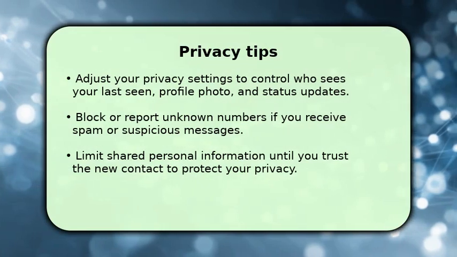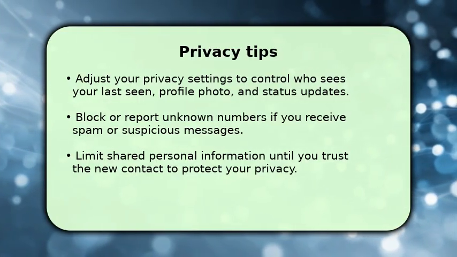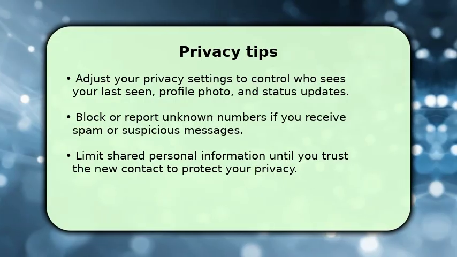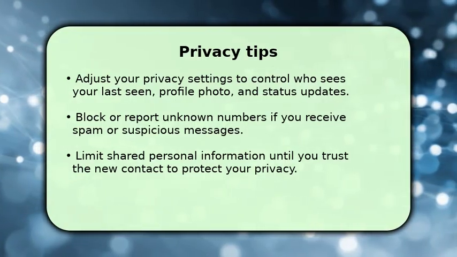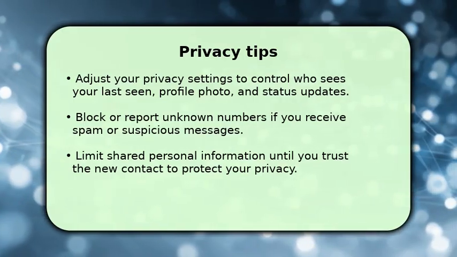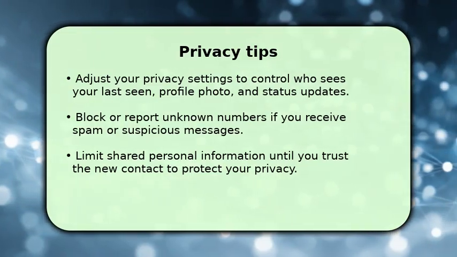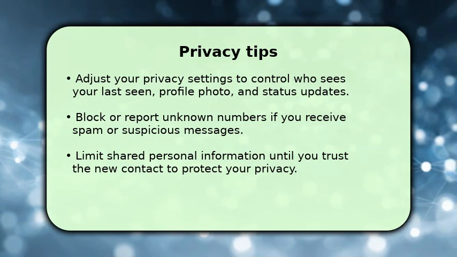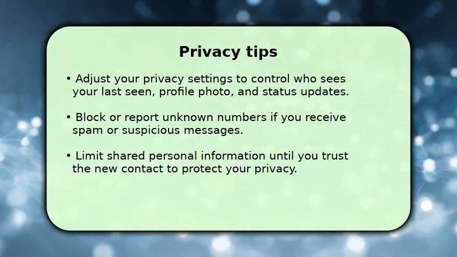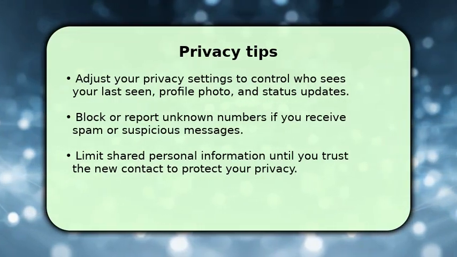Review privacy settings before messaging new numbers so you control last seen, profile photo, and status visibility. If you get spam or unwanted messages, use block and report features to stay safe. Avoid sharing sensitive personal details until the contact is verified, and consider using disappearing messages for temporary exchanges. These simple steps keep conversations secure while you build trust with new WhatsApp contacts.